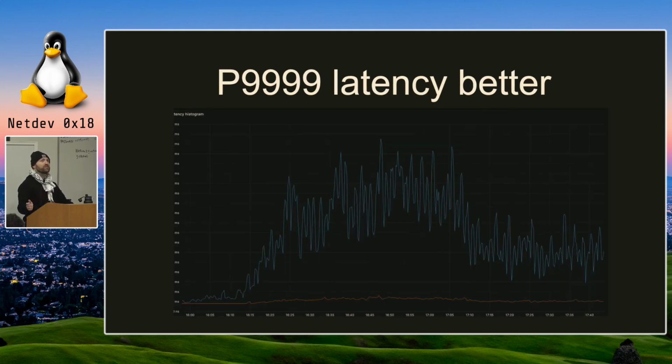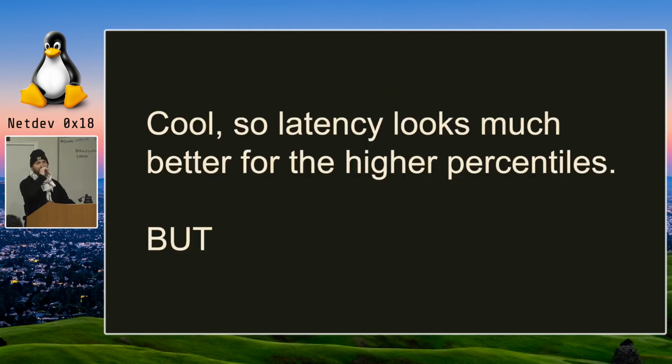I also grabbed P9999s. I don't really like 9999s, I think they're a little bit noisy, but whatever, data is data. P9999s, sort of the same effect. The bouncy blue line is the vanilla configuration, and the steadier orange line at the bottom is our busy poll prototype. So at least in the three percentile cases that I was looking at, the data looked really, really good. The latency looks much better for the higher percentiles.